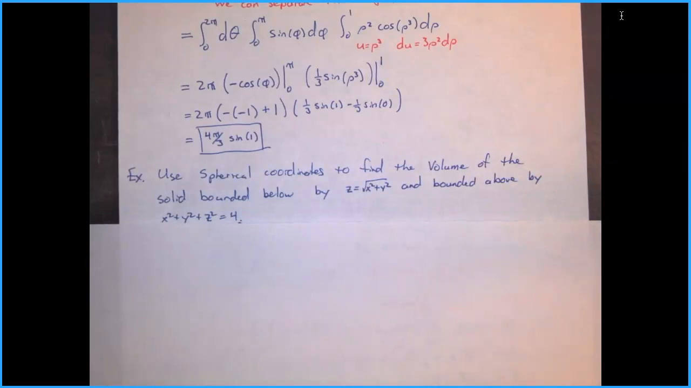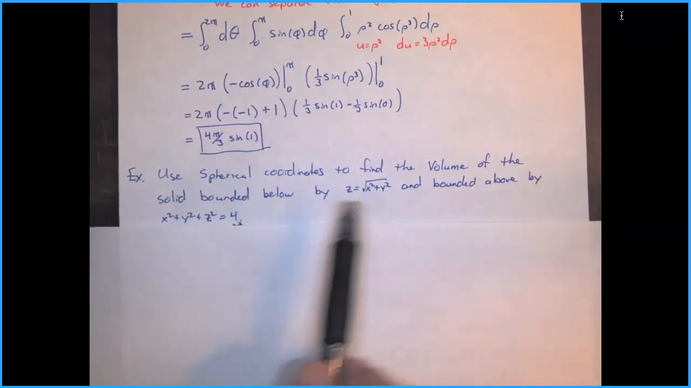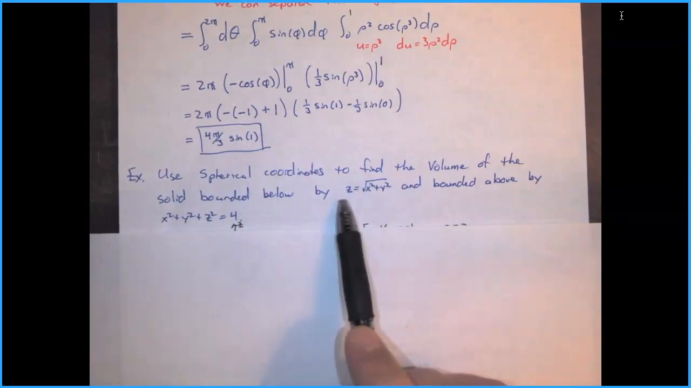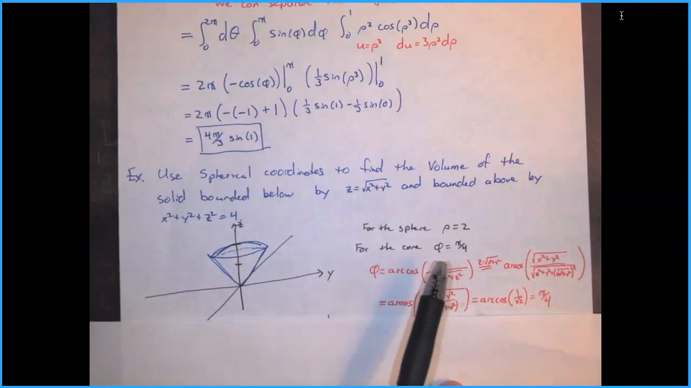Use spherical coordinates to find the volume of the solid bounded below by z equals the square root of x squared plus y squared, and bounded above by x squared plus y squared plus z squared equals 4. So first, what are these objects? This is a cone, and this is a sphere. So we talked about at least this specific cone in the first video of section 15.7. We'll go through it again.